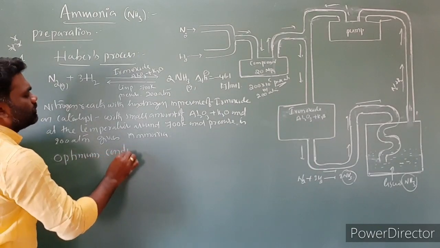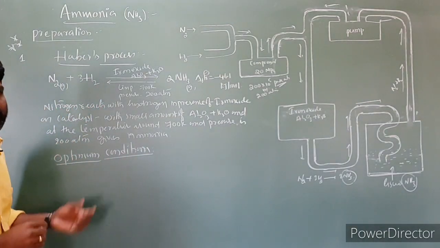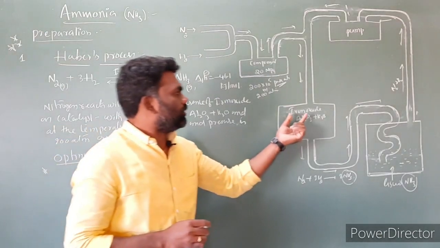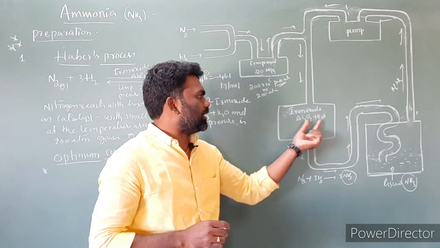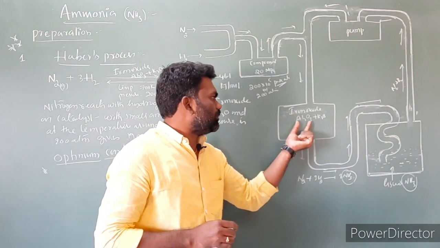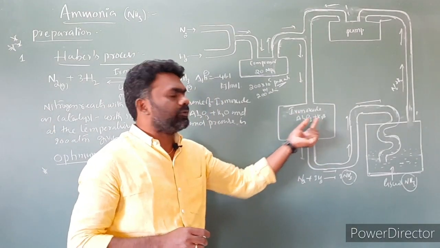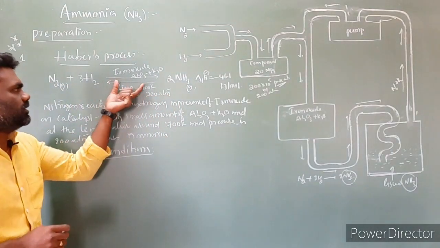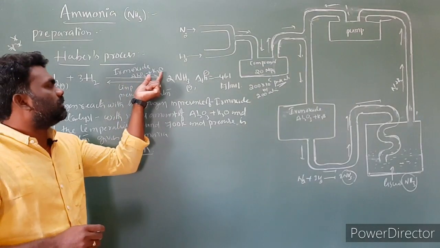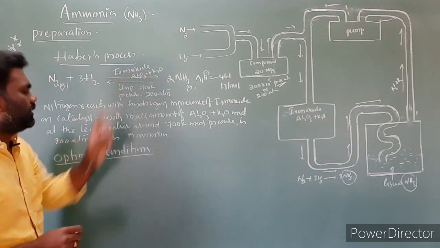Optimum conditions for the manufacturing of ammonia by Haber process. The first one is the use of iron oxide as a catalyst with a small amount of Al2O3 and K2O. Here the use of iron oxide with small amount of Al2O3 and K2O is to achieve the equilibrium faster. So, one optimum condition is iron oxide as a catalyst with small amount of Al2O3 and K2O.